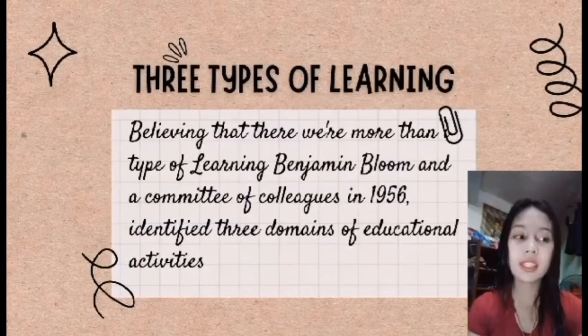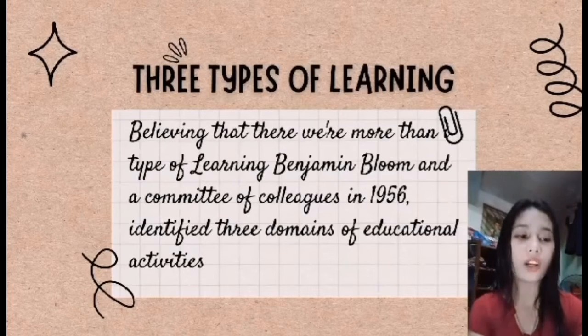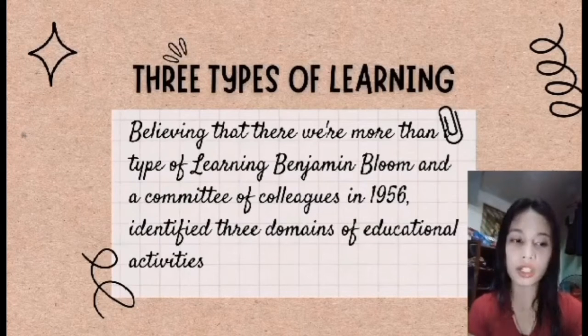Believing that there was more than one type of learning, Benjamin Bloom and a committee of colleagues in 1956 identified 3 domains of educational activities: the cognitive, referring to mental skills; affective, referring to growth in feeling or emotion; or psychomotor, referring to manual or physical skills. These terms were regarded as too technical by practicing teachers, and so the domains were translated to simple terms commonly used by teachers: knowledge, skills, and attitude.